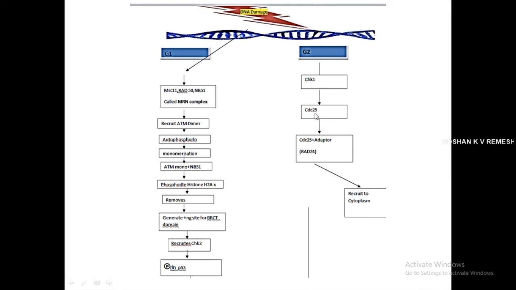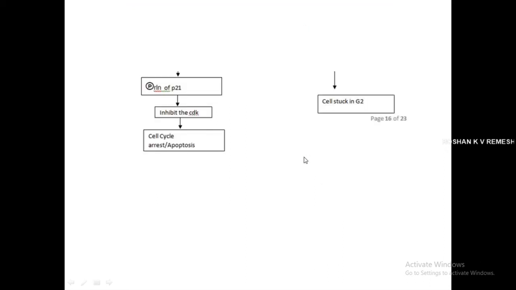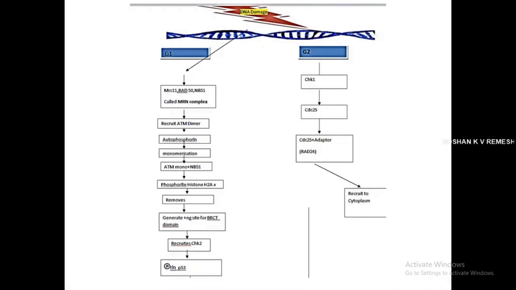Then the phosphorylated form of the CDC25 can now interact with the adapter, the RAD24 protein. Then the CDC25 gets recruited from the nucleoplasm into the cytoplasm. So the CDC25 now may not be available in the nucleoplasm for its normal functions. So the cell cycle is stuck in the G2. So the repair enzymes will get ample time to repair the DNA damage in the G2 phase of the cell cycle.